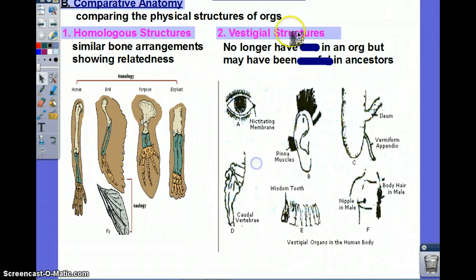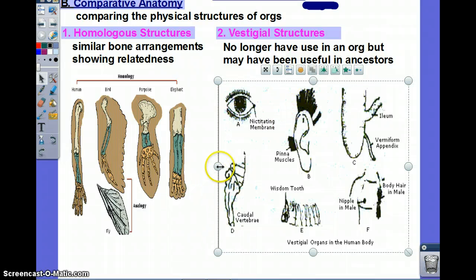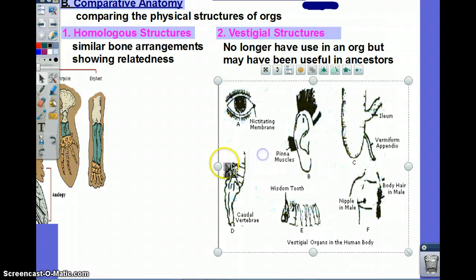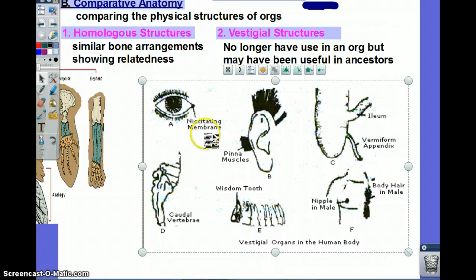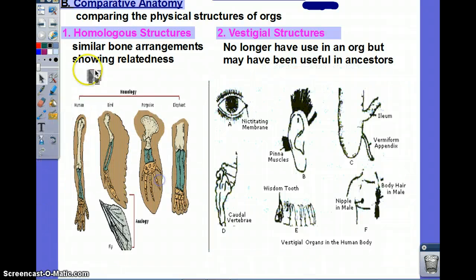A vestigial structure is a structure that can exist in an ancestor or from your past, and it doesn't really have a use for that organism in the current life, so eventually they kind of vanish out or have little function. And these are just some examples of vestigial structures, like a nictitating membrane, wisdom teeth, which we've talked about in class, the appendix. Little by little you see that these organs or major parts of the body can disappear because of lack of use.